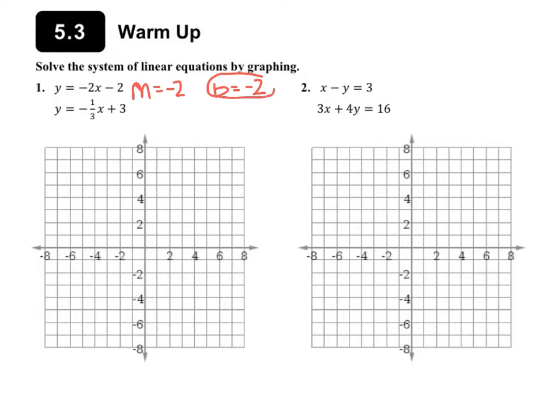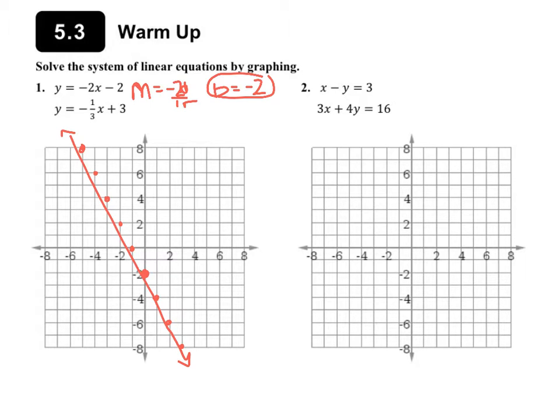My b value tells me where to start on my graph, and I always start on the y-axis. So I'm going to put a point at -2, and my slope is -2 over 1, so that means I go down 2 and to the right 1. So down 2 to the right 1, and I continue that pattern. I also want to make sure I go in the opposite direction, so up 2 and to the left 1. Connect those points with a straight line and put arrows at the ends, and that is my first line.